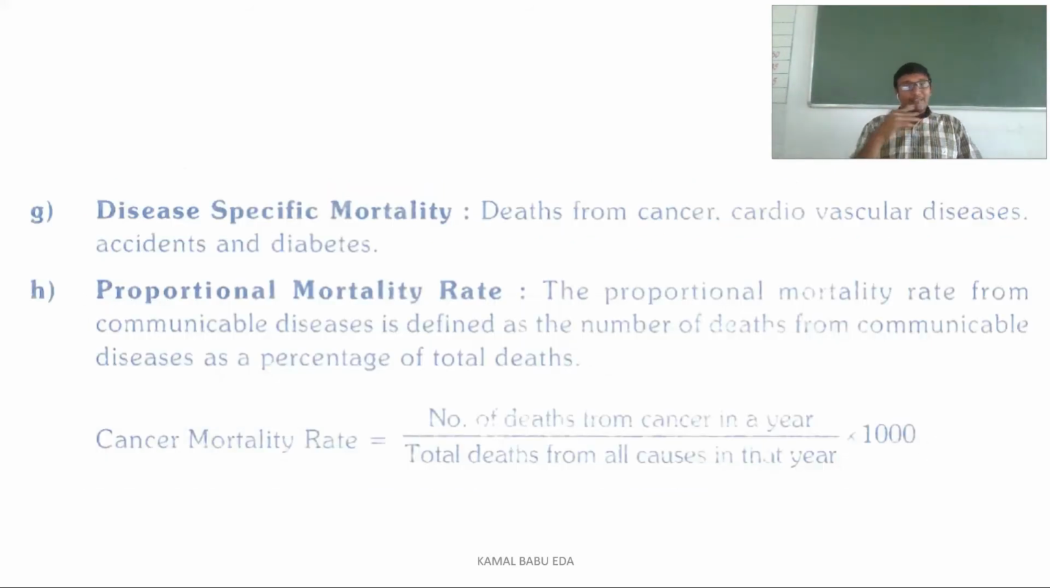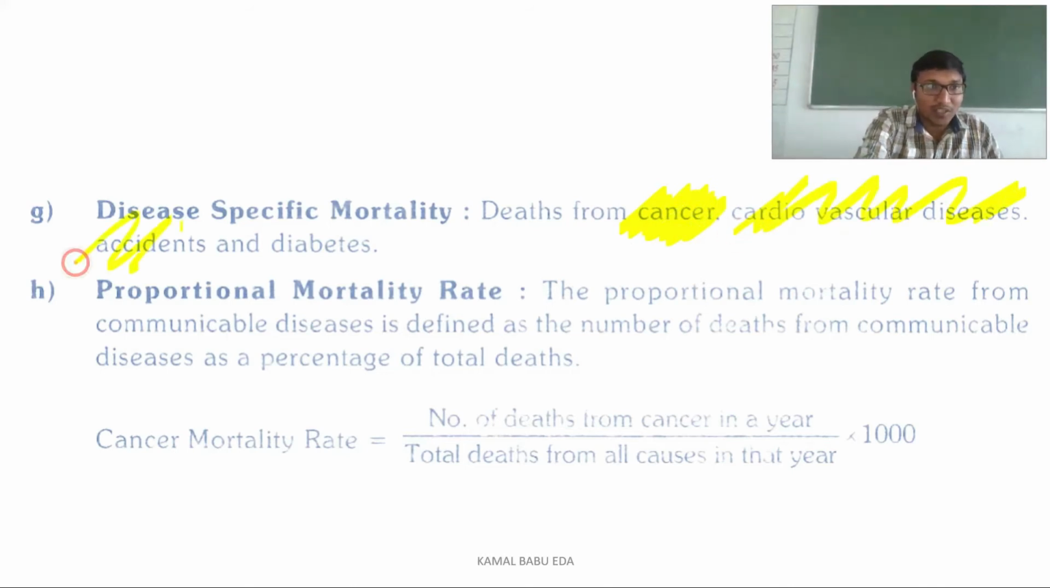And now we'll see the disease-specific rate. Here you want to know the ratio of cancer patients who are dying, the cardiovascular disease ratio, the accident ratio, the diabetes ratio; then you will go for the disease-specific mortality rate. We also have the proportional mortality rate. Here, for communicable disease, it is defined as the number of deaths occurring from communicable diseases as a percentage of total deaths.